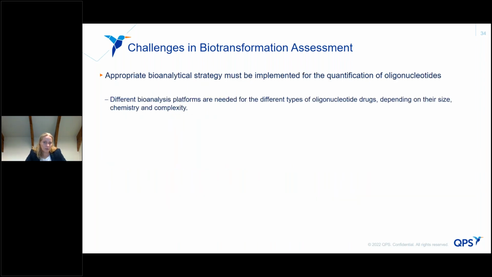So I want to close down with my last slide and tell you that an appropriate bioanalytical strategy must be implemented for the quantification of oligonucleotides. That means that sometimes you need different platforms to quantify your oligonucleotides because there are so many different ones out there, and there are different types, depending on their size, chemistry, and complexity. So keep in mind that you can use different platforms to answer the questions.